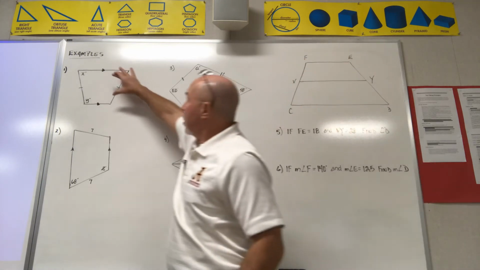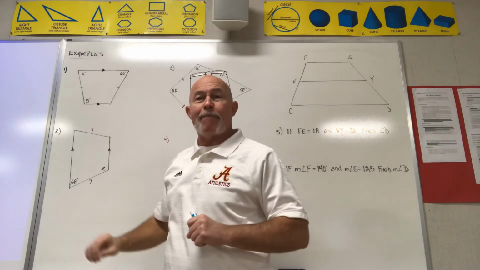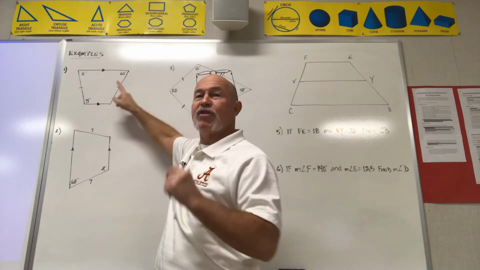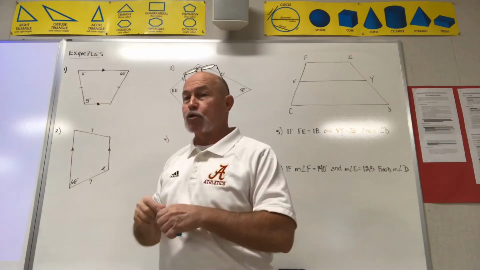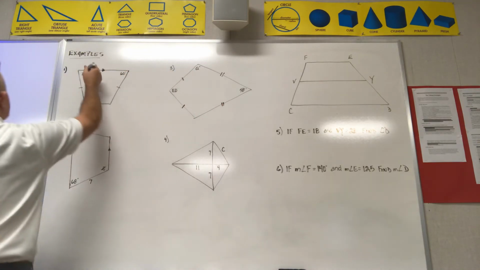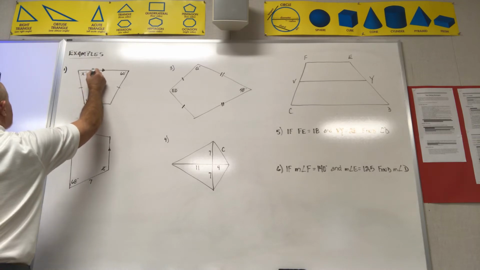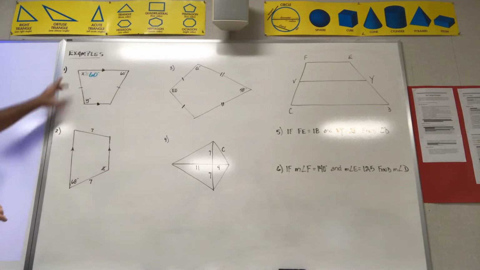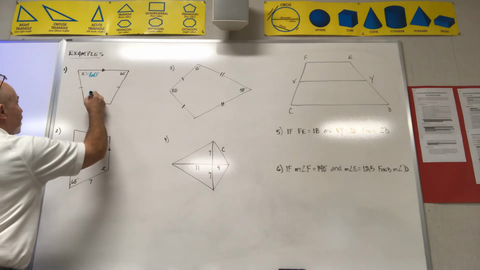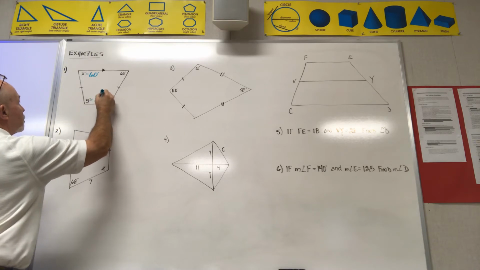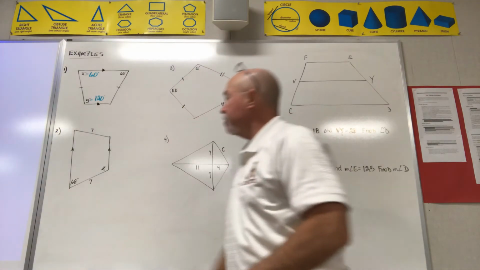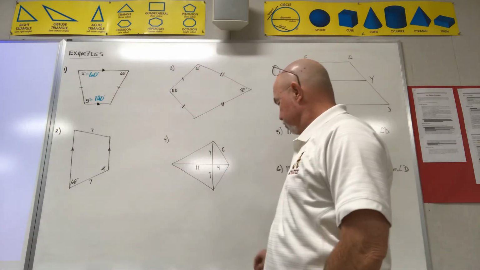For number 1, parallel lines. That means I've got a trapezoid. Remember those marks tell us those are equal lengths. So this is an isosceles trapezoid, which means that angle and that angle are equal to each other. And this angle are supplementary to each other. Okay? 180 minus 60 is where I got that.